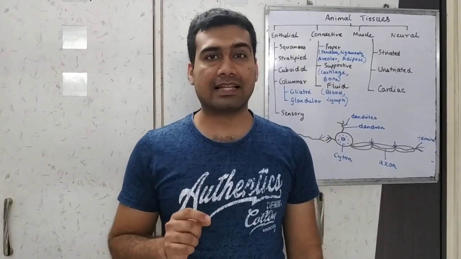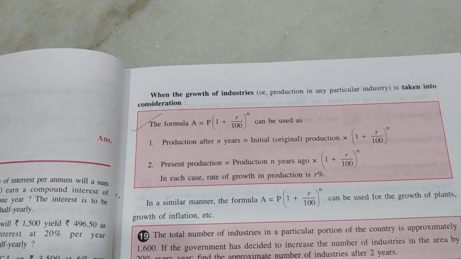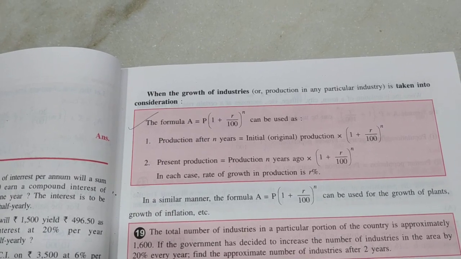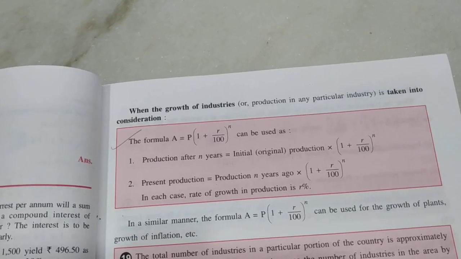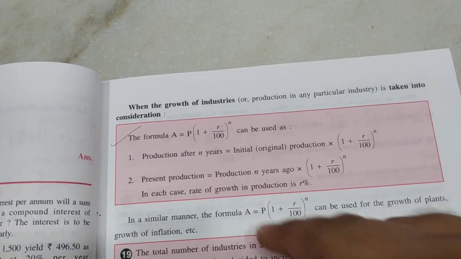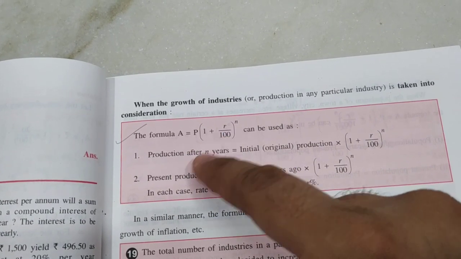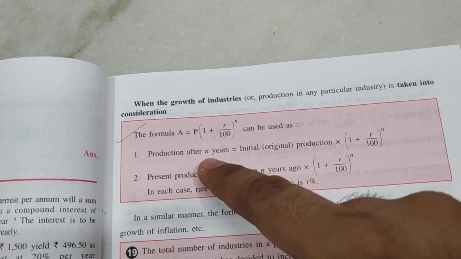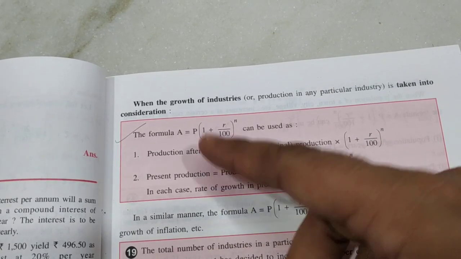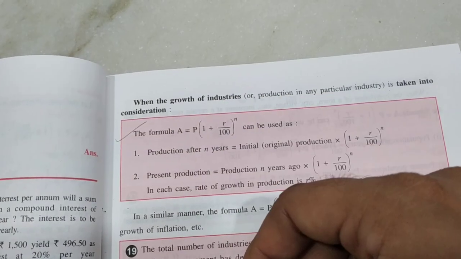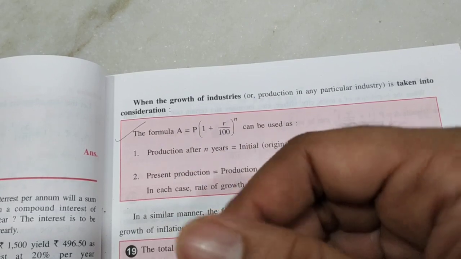Let's study 9th standard ICSE Math 3D. Students, the compound interest formula is applicable in other fields as well. For example, for the growth of industries, we can use this formula to calculate the production after a certain number of years. We can also use it to find the age or the population or the depreciation.